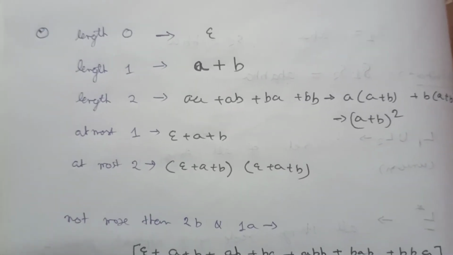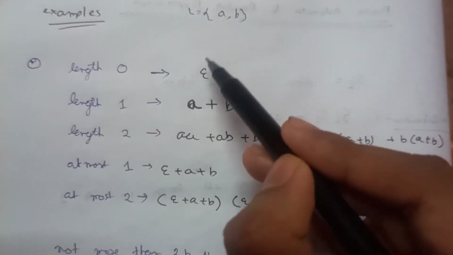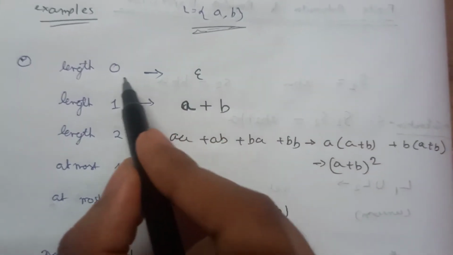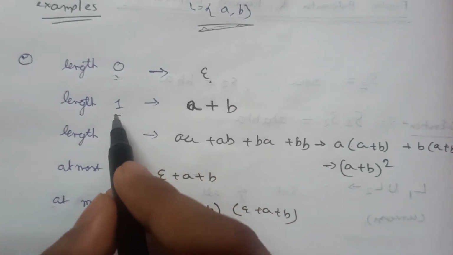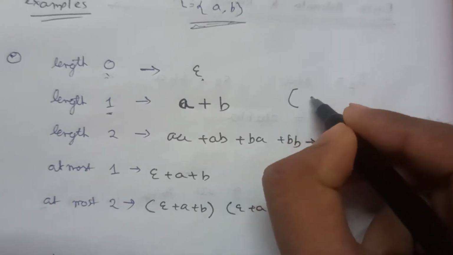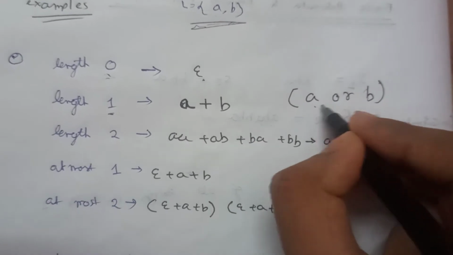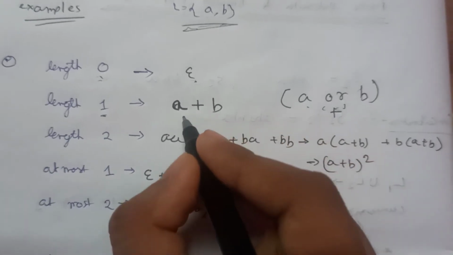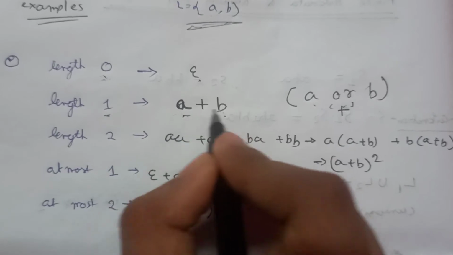Now we will see some regular expressions and learn how to form them. In these examples, first we will see the language which contains only A and B. A length 0 regular expression will be null. For length 1, what can the regular expression be? It can be either A or B. For or, we use the plus symbol. So it can be A or it can be B. For length 1, there are only two possibilities.